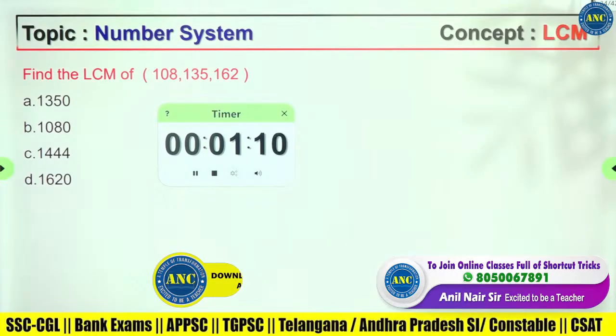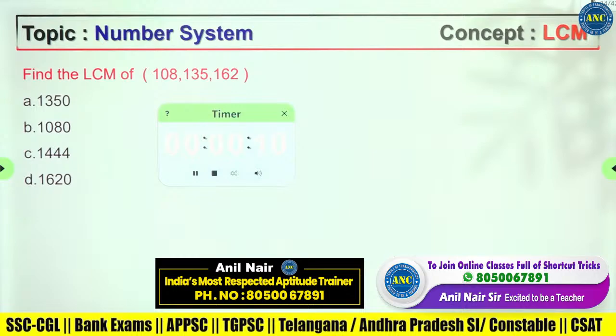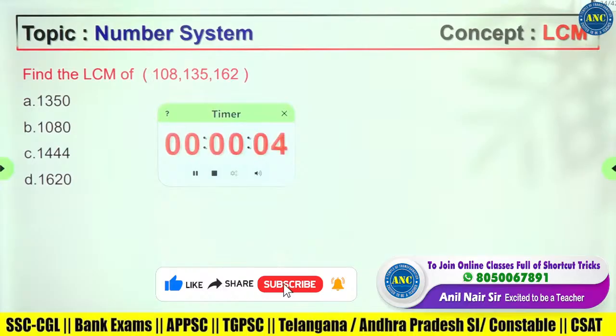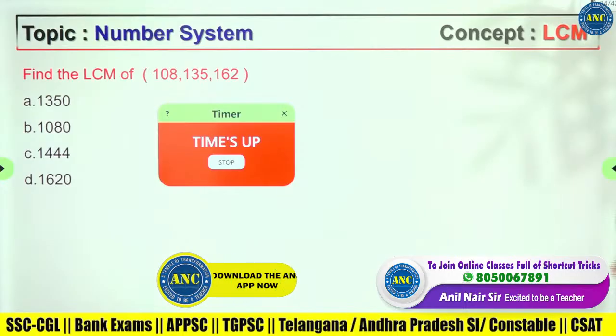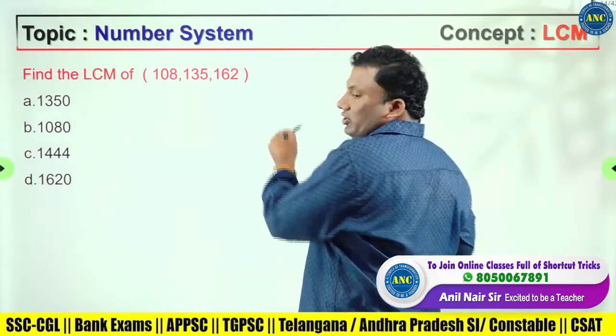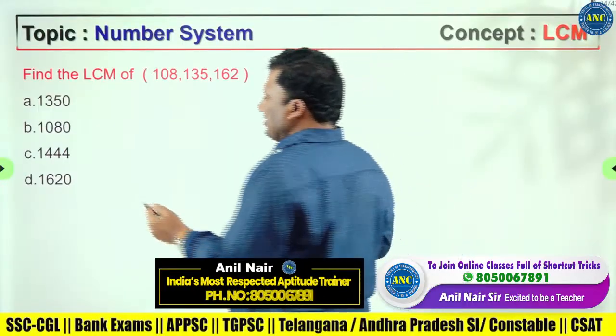Ajay is telling B. Any other answers? Most likely you will be stuck between two options. Which options are you stuck between? D and? I'm getting 162.81. So, the answer for this question is, what do you think is the answer? Sir, D. Answer is D. Very good.